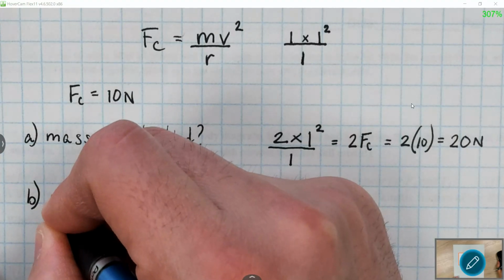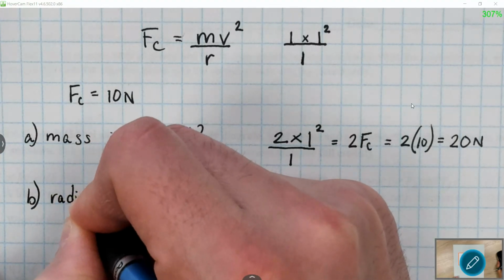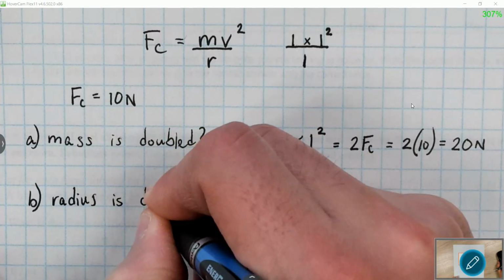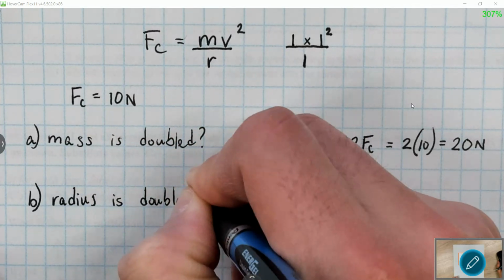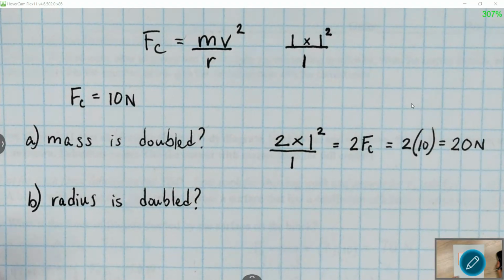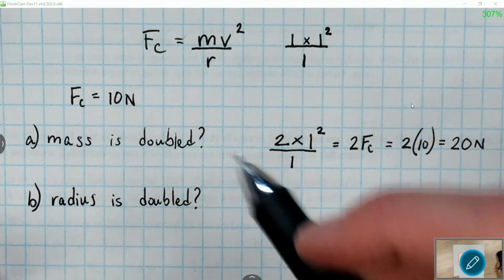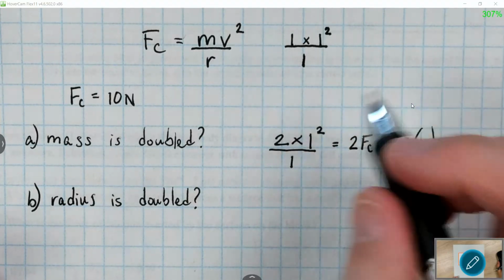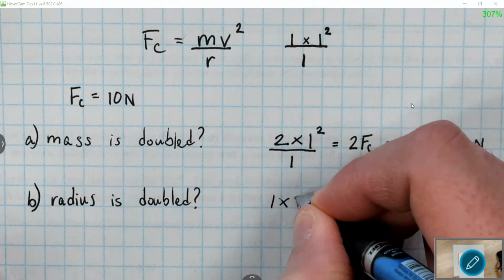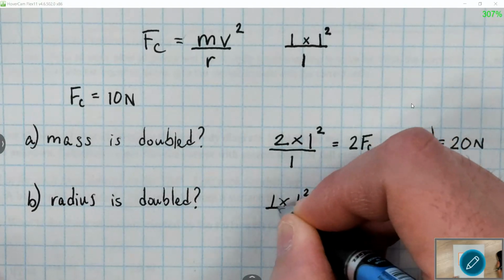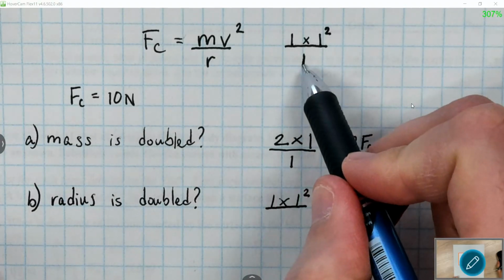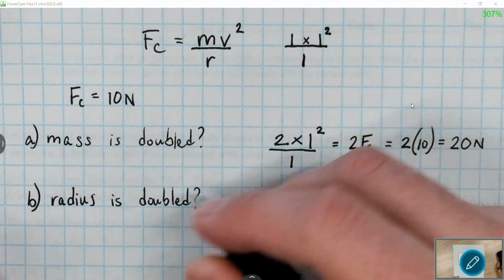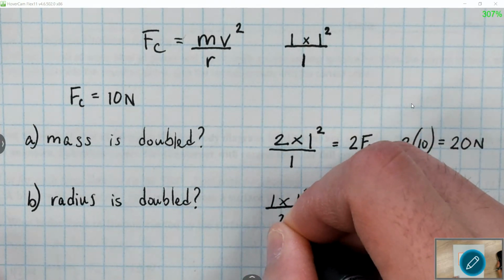Now, what happens if the radius is doubled? If the radius is doubled, did they say anything about the mass or the speed? No, so we're going to keep them 1s. The 1 that's in place of the radius, though, the 1 that's in place of r, says we've got to double it. So we're going to double it.